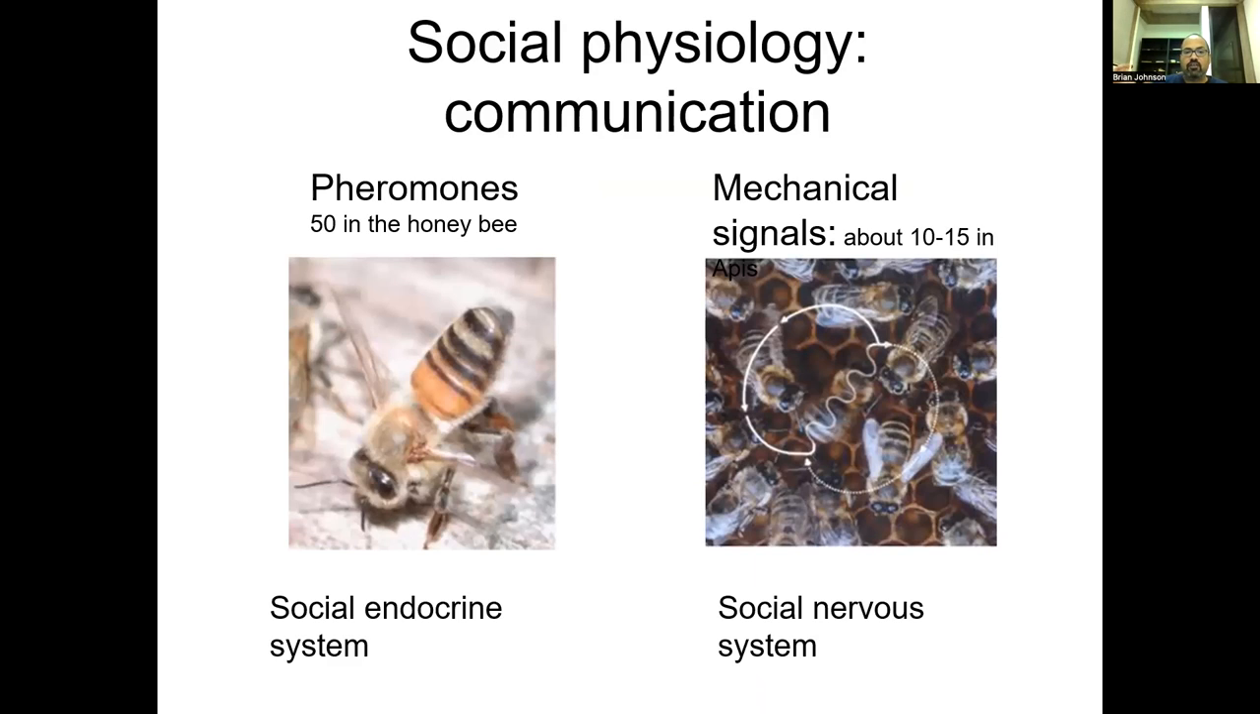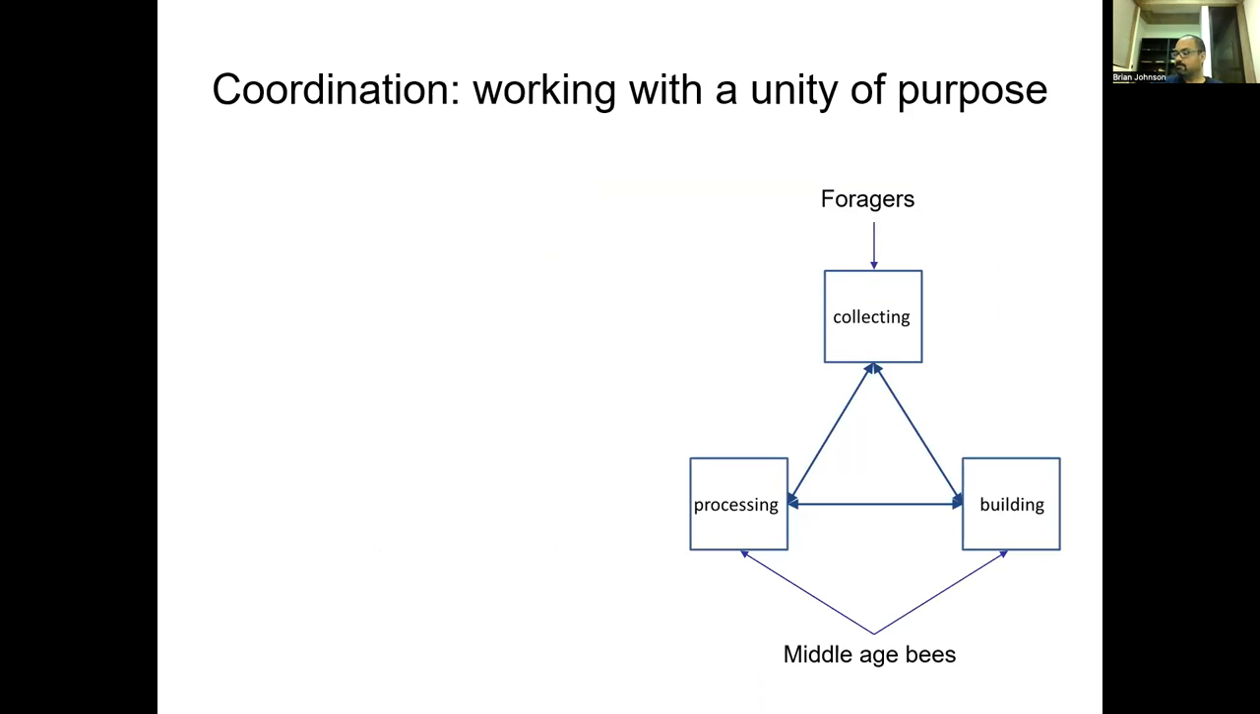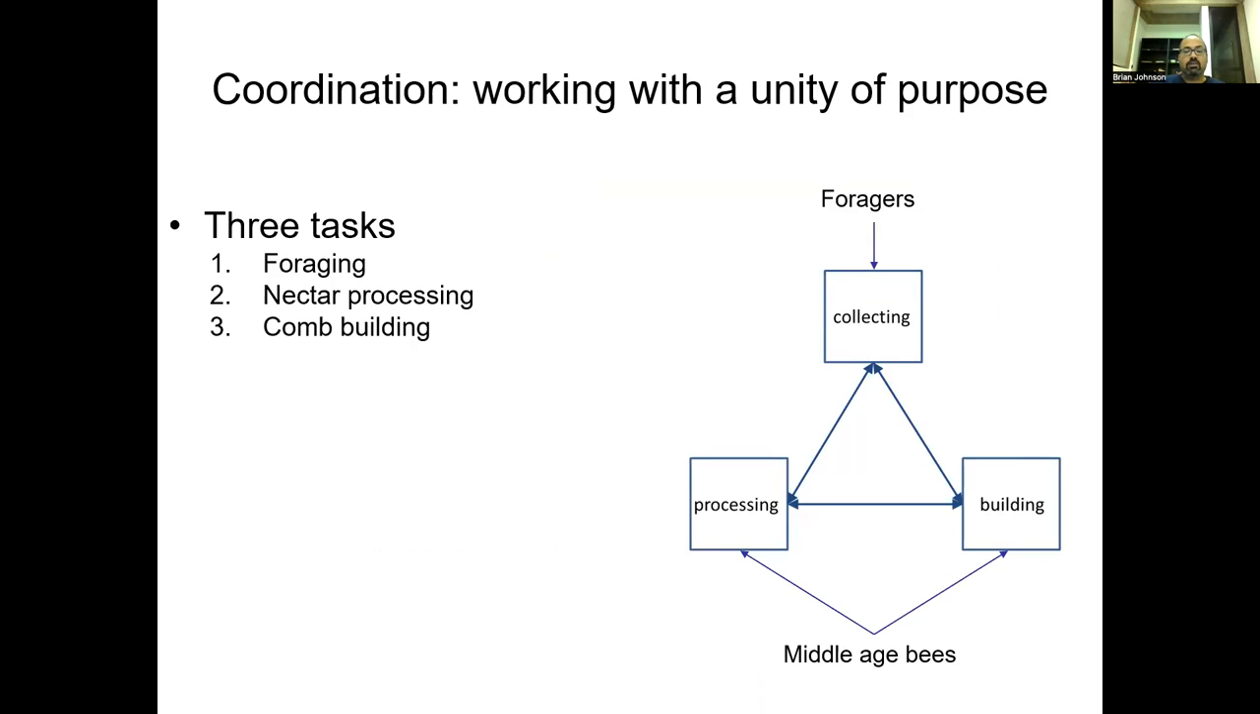We've identified 50 pheromones already in the honeybee, and they're about the bees communicating with each other to tell each other what's going on. They also have a bunch of mechanical signals like the waggle dance, the tremble dance, and all these dances. They also serve to coordinate activities to make sure everybody's on the same page, everybody's working together. Almost all of the mechanical signals are associated with coordinating the activities between the foragers and the middle-aged bees that are doing food processing and building.